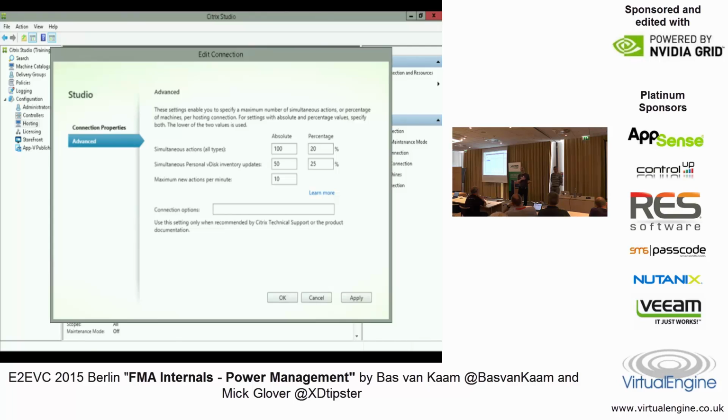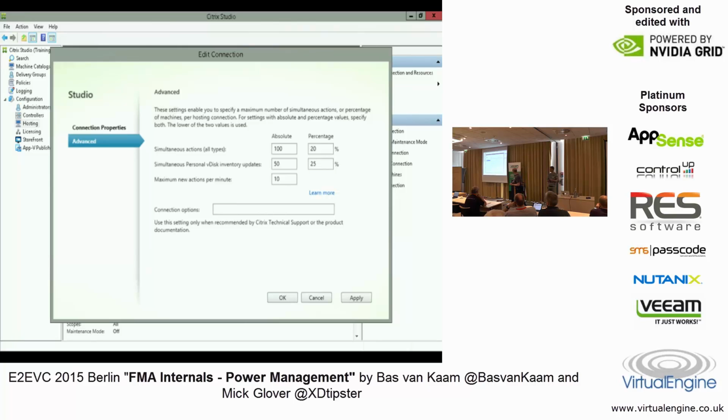If we go all the way back to XenDesktop 4, the throttling values had to be configured in the configuration files of our .NET services on the controller. Since XenDesktop 5, of course, we have had UI options to configure all of this. So we have absolute and percentage values: simultaneous actions, all types, simultaneous personal vDisk inventory updates, and maximum new actions per minute values. Like I said, these are very conservative values, which our QA people and our engineers came up with internally. You might be able to push the boundaries a little bit more than this, but again, internal testing is required. If you define absolute and percentage values, only one is used, so the lower of both values is used, for example.